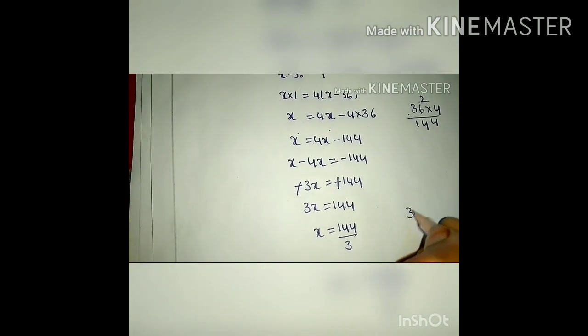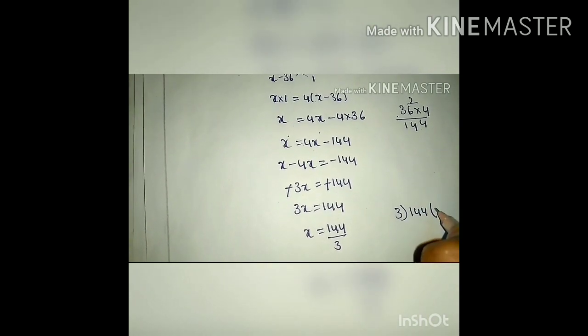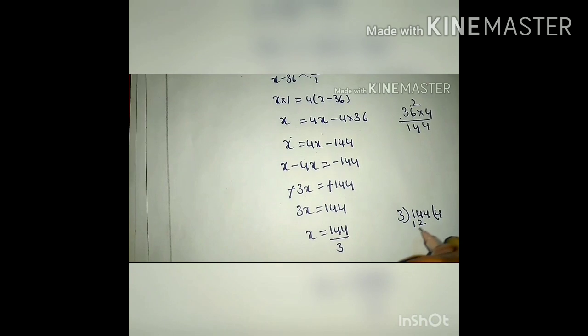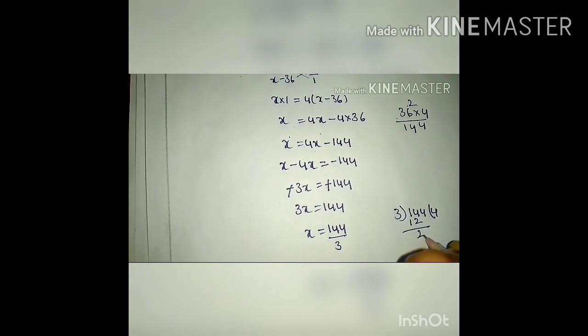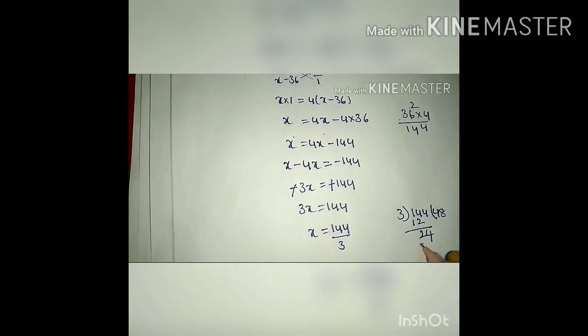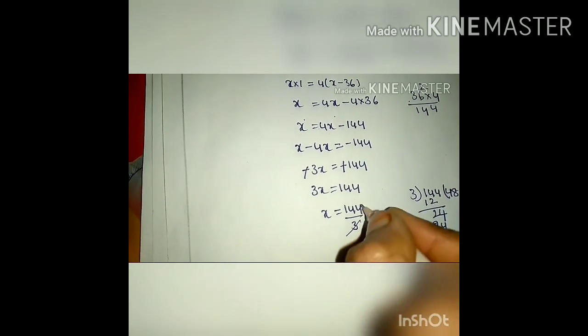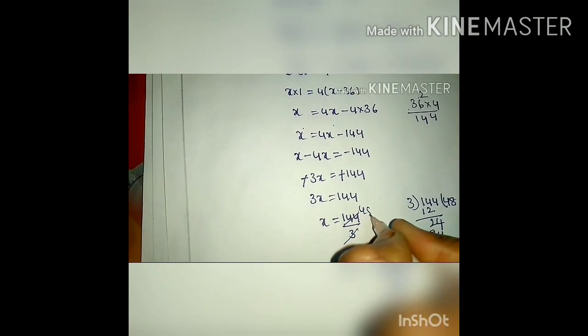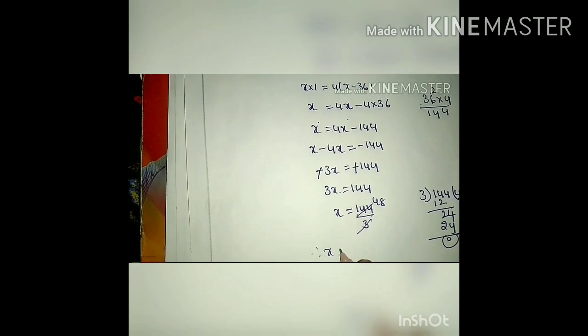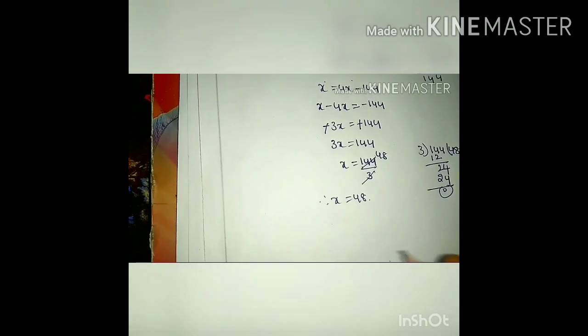So is it possible or not? Observe 144. 4 threes are 12, 14 minus 12 is 2, remaining 4. 8 threes are 24. So how many times is it possible? 48 times. Therefore x equals 48. So what is the x here? The integer.